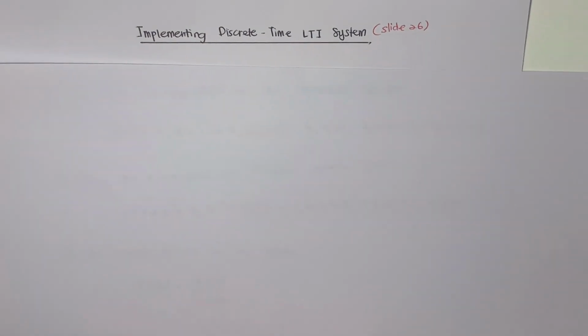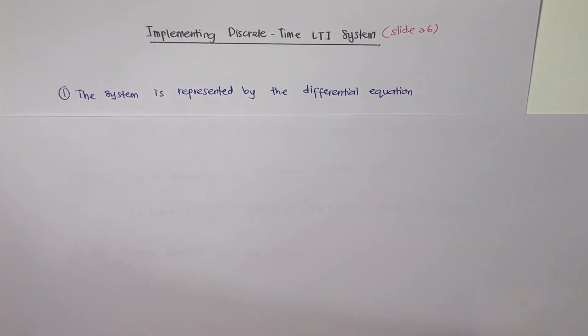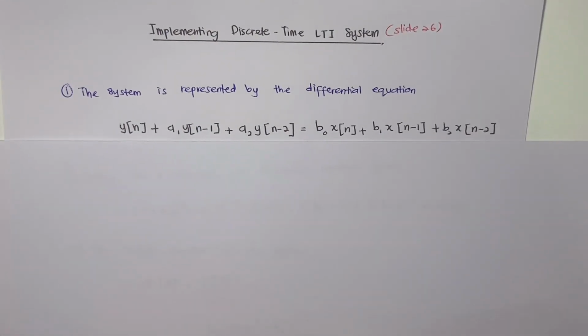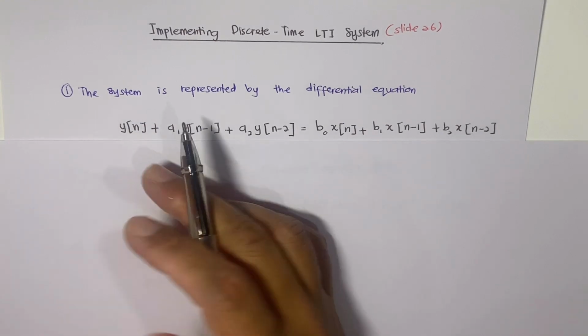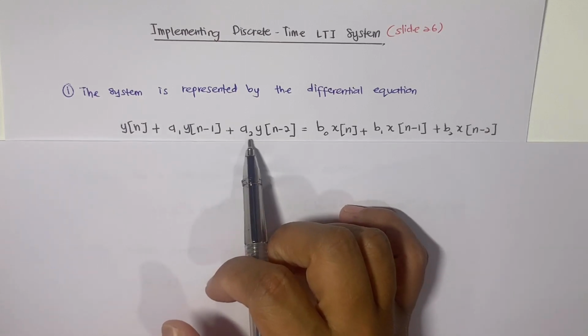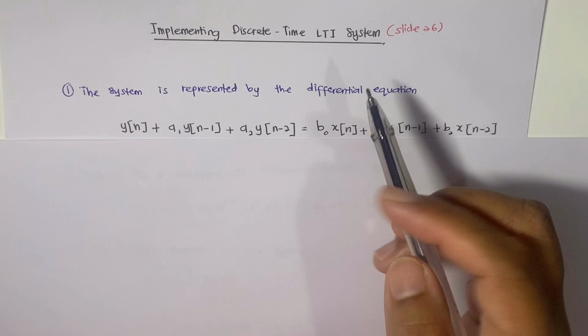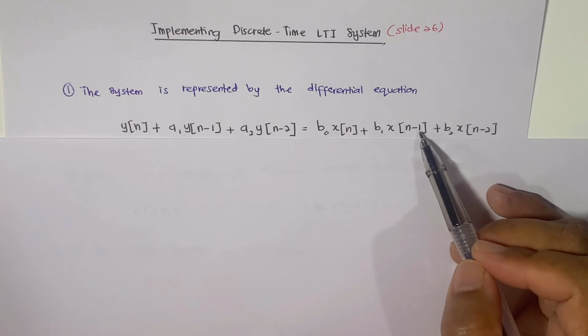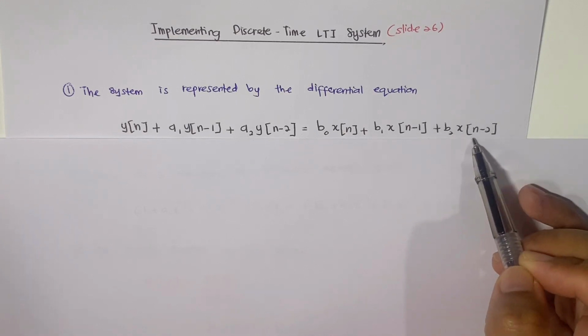In this video, I will explain about implementing discrete time LTI system. You can refer to slide 26. Actually, the system is represented by the difference equation like this: y[n] + a1 y[n-1] + a2 y[n-2] = b0 x[n] + b1 x[n-1] + b2 x[n-2].